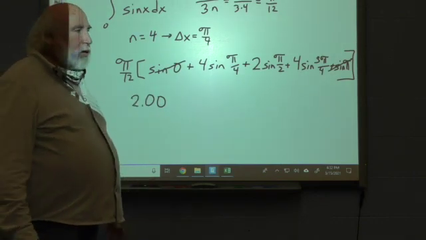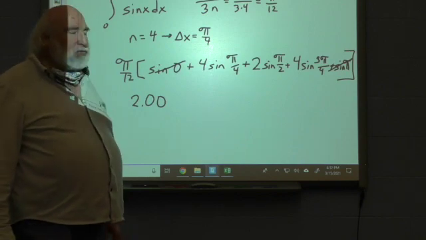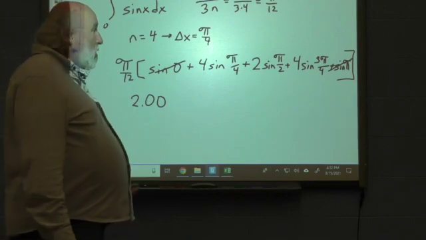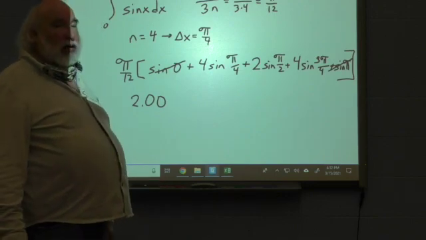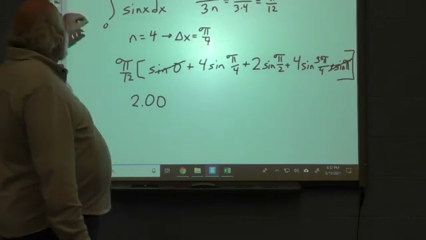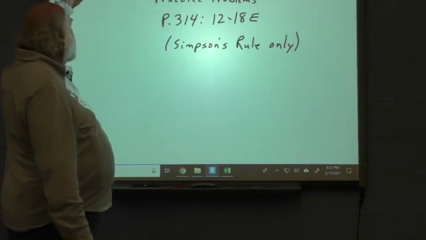I don't know how much better that is from the actual one, but that's all there is to this. If you did the trapezoidal rule without any great consternation, this is not going to prove to be that much different, just a slight variation.